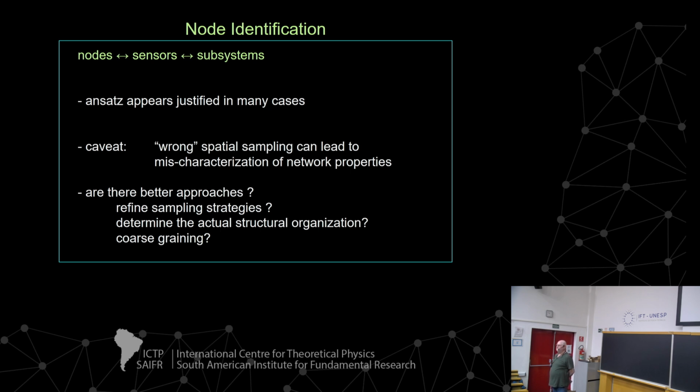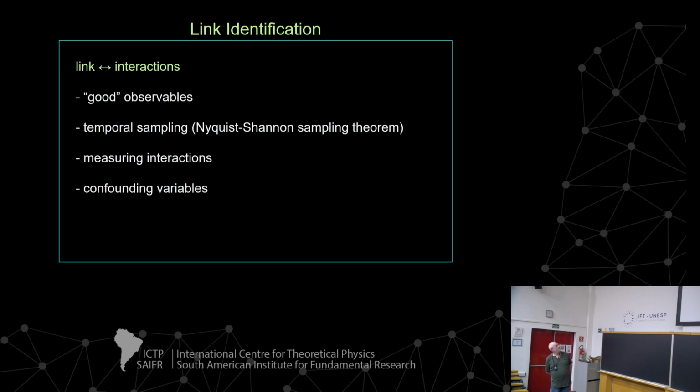Something that you should take into account when you study networks, what is a good approach to that? First one, do you have good observables? I don't touch upon that because we had this so many times. We assume that the EEG is something that makes sense for the brain. Good. We sampled something in time. We have the Nyquist-Shannon theorem. Then we need to measure interactions, and we would also need to take into account that there are many confounders. I will show you some of them that are relevant.